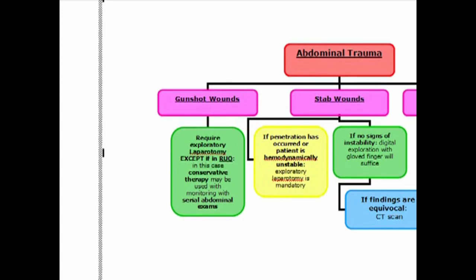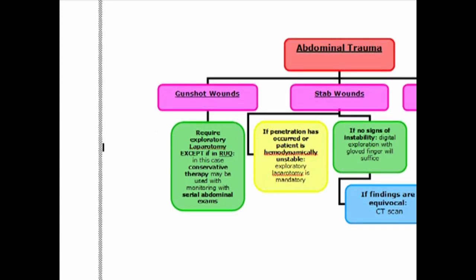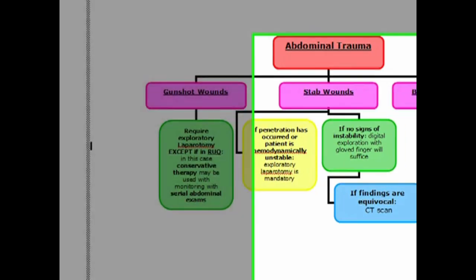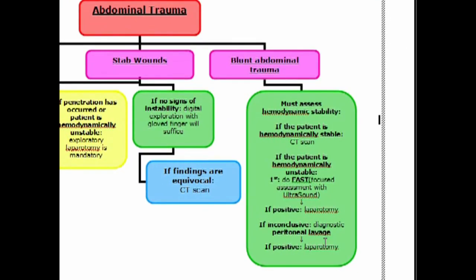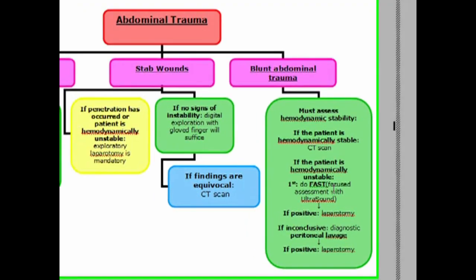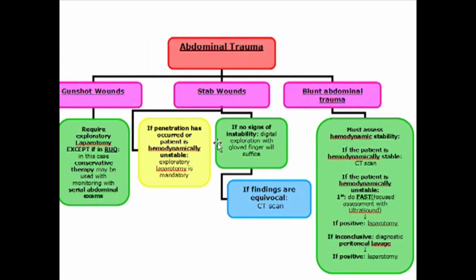Finally, the most confused thing people get wrong in abdominal trauma, blunt abdominal trauma. And I know people commonly mix up diagnostic peritoneal lavage versus FAST ultrasound, and I'm going to go over it for you guys, okay? First of all, what do I want to do? Just like stab wounds, I want to assess hemodynamic stability. If the patient's hemodynamically stable, bam, CT scan, okay? And here's where it gets tricky.